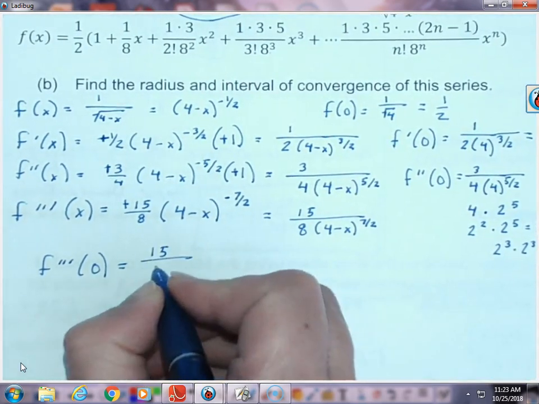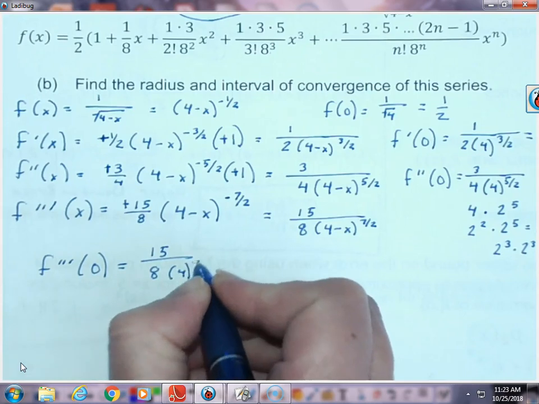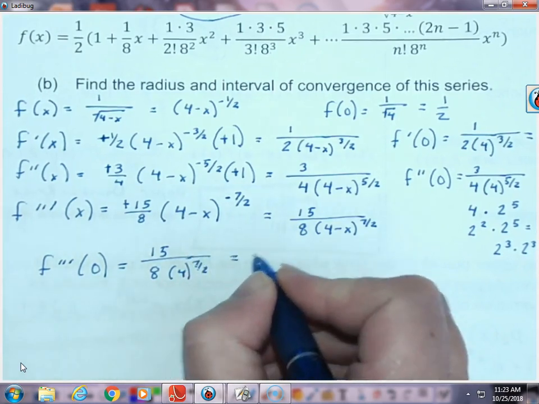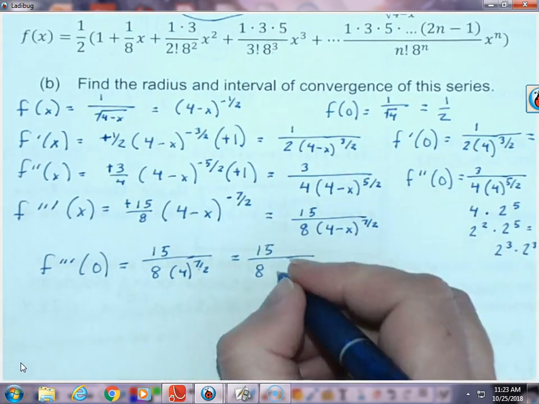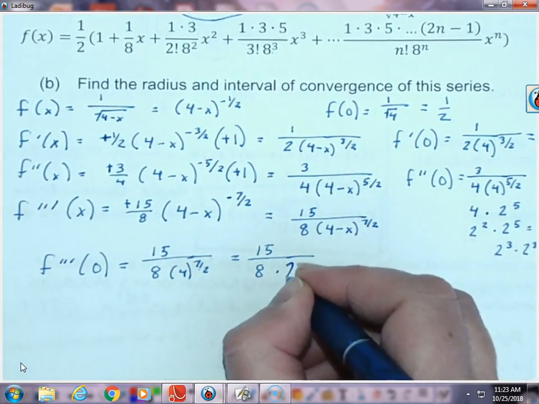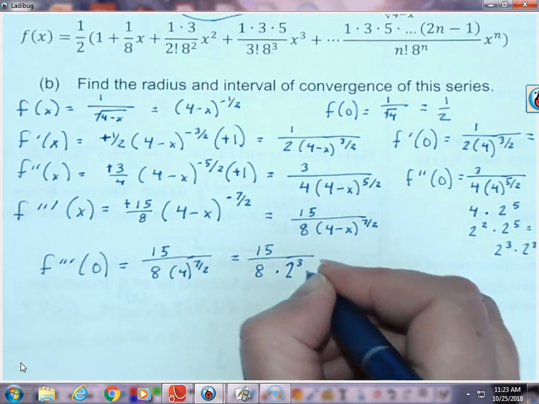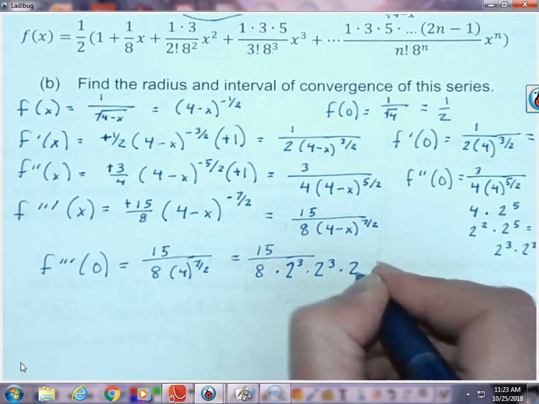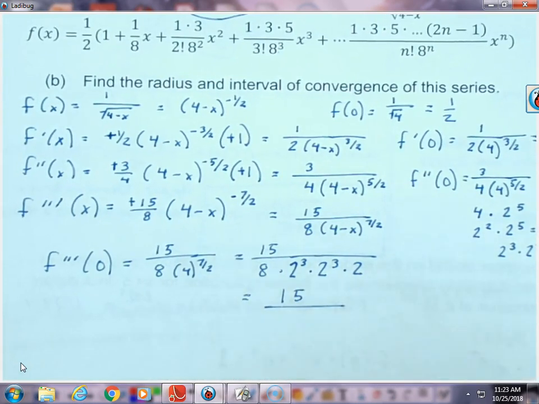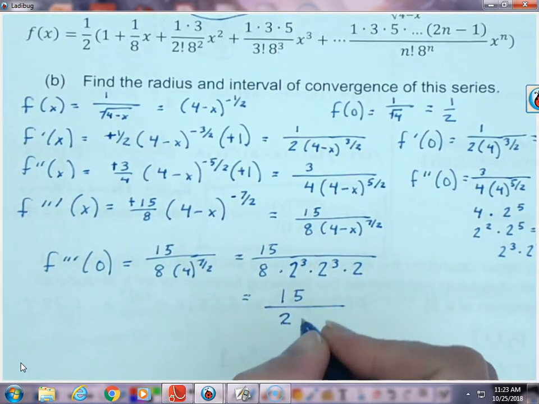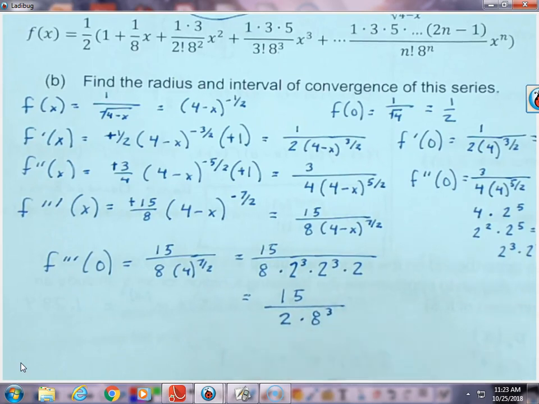So we'll have 15 over 8, 4 to the 7/2. So 15 over 8, and that would be 2 to the 7th. And we already kind of said 2 to the 7th was 2 to the 3rd, 2 to the 3rd, and 2. So it seems to me we have a 2, and we have 3 8s.